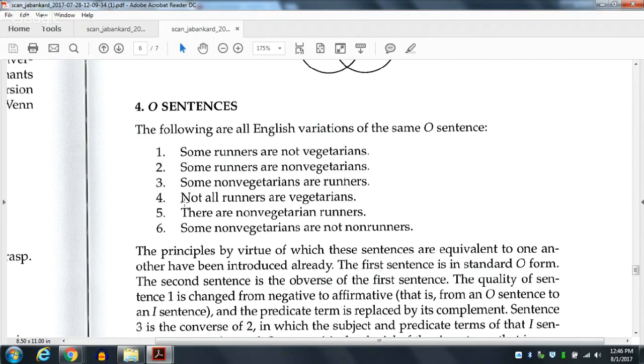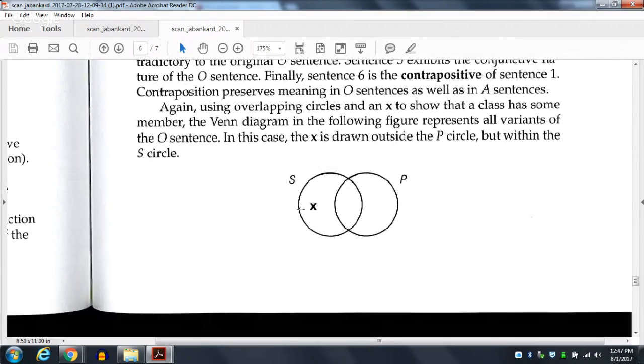I love number 4 here. Not all runners are vegetarians. Okay. If not all runners are, then some aren't. Right? By necessity. If not all runners are vegetarians, then some are not. That's still an O statement, right? So we've got to take these English claims and translate them. Here's how we would diagram it.